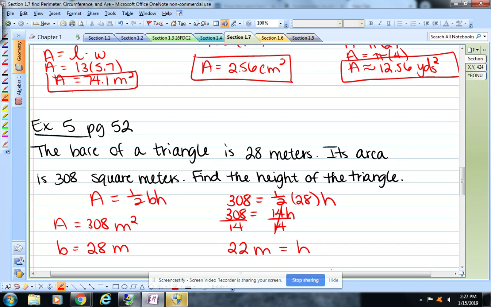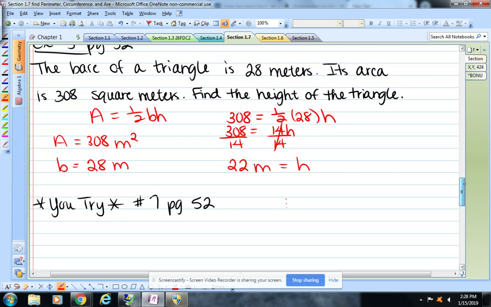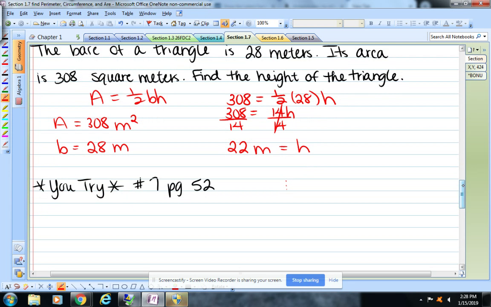It's kind of a tall triangle. 22 meters. A meter is close to a yard. Okay. So any questions about that one? So they might tell you the area, in which case you still use the formula for area to find the missing piece. I said this one is a you try, but let's do it together, can we?